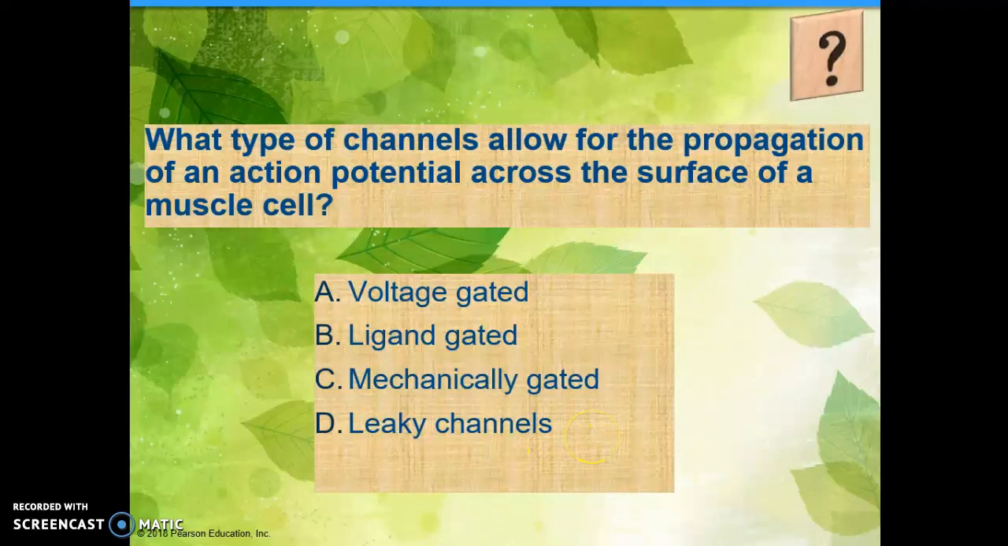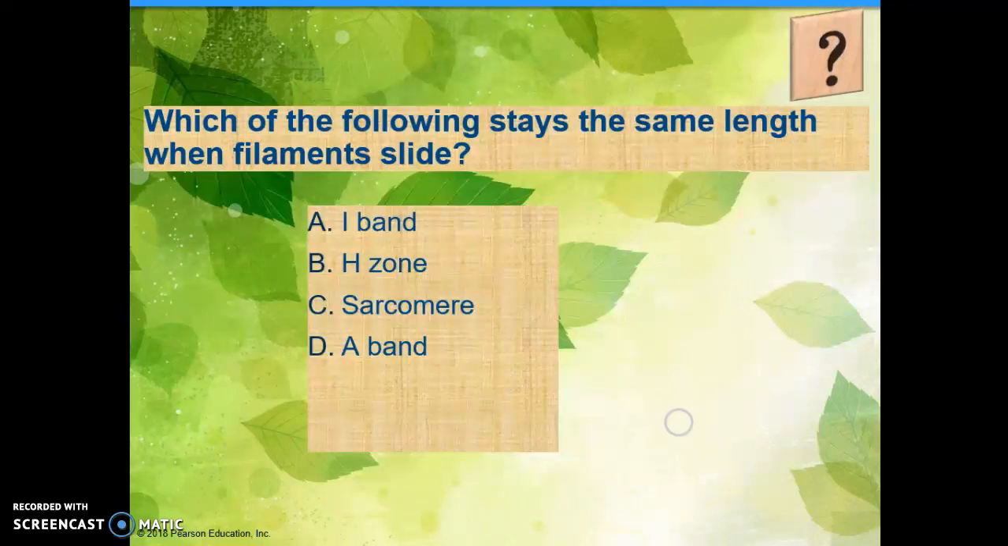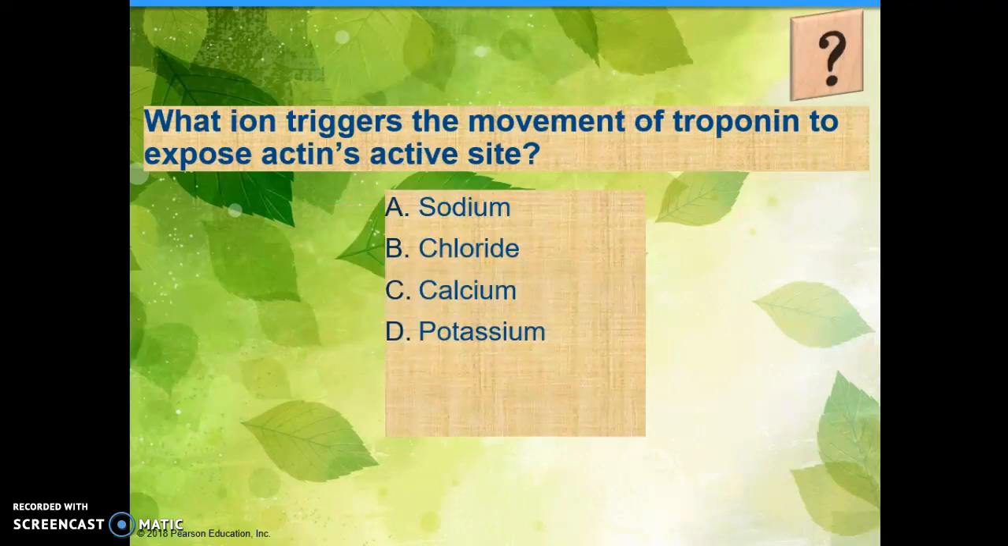Let's start with some questions. What type of channels allow for the propagation of an action potential across the surface of a muscle cell? Voltage gated. Which of the following stays the same length when filaments slide? The A band.